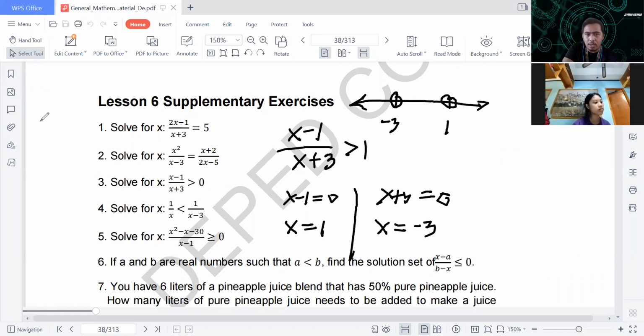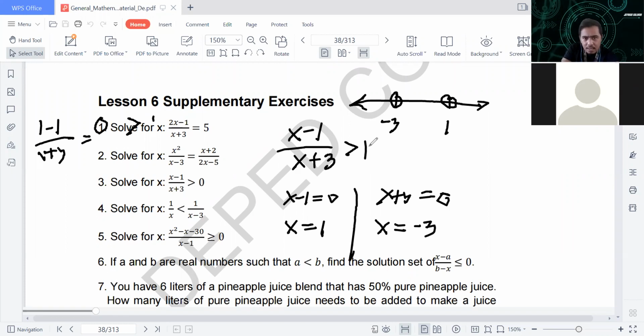And aside from that, you will be testing also the 1. If you will use 1, it becomes 1 minus 1 over 1 plus 3. And as you can see here, it becomes 0, right? Because the numerator is 0. 0 over 5 is 0. And we all know that 0 is not greater than 0. So it means this one is not true either.